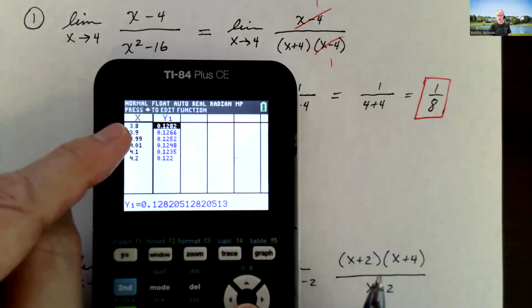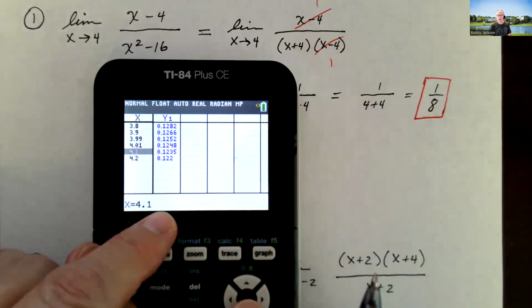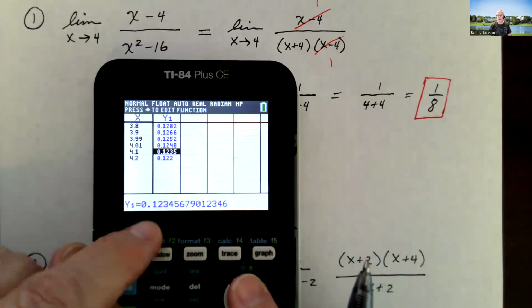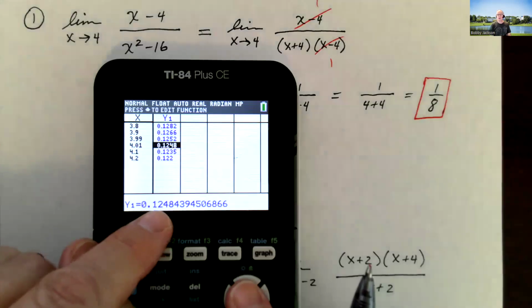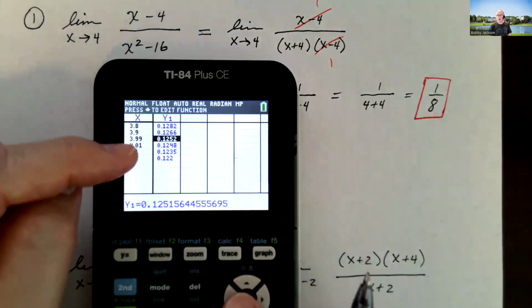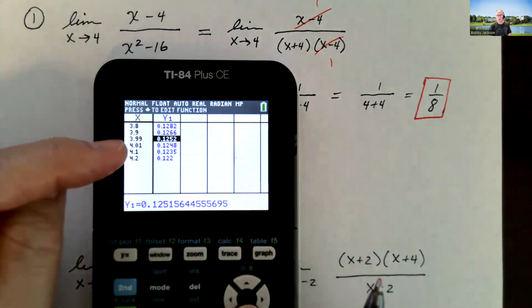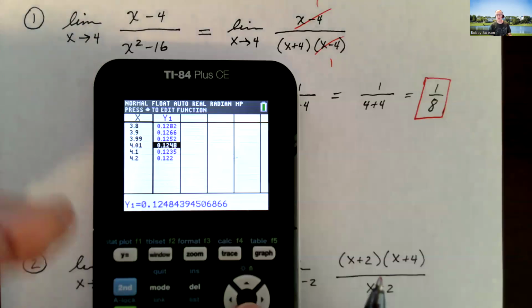But as we get closer to 4, we can see the values appear to be getting closer and closer, maybe to 0.125, right? Same thing for values greater than 4: 4.2, we have this value, 4.1, that value, and then 4.01, this value. Same thing here. These values are always greater than 0.125, but getting closer to it. In fact, it seems like the limit is going to be between this number here, 0.125156, and this number here, 0.124843. So it must be something in between there.